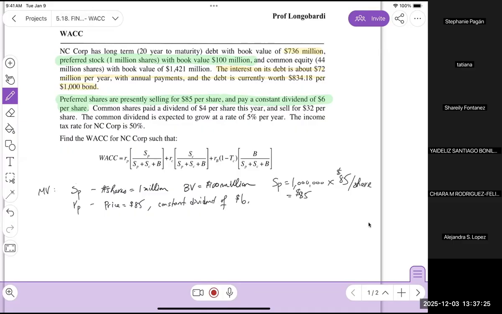Got it. And then what about RP? All right, so what do we do? So please tell me you know how to do this. How do I figure that out? I have the price and I have the constant dividend. You see the assumption or the imposition there? What do you do with that? I'm going to give you a minute to think about it. Make me proud.